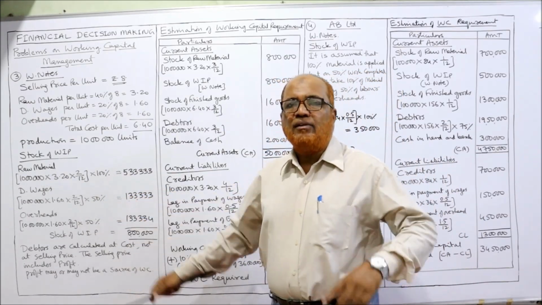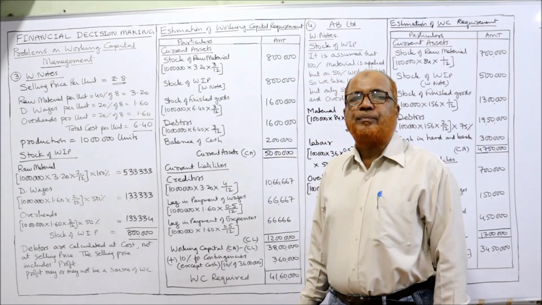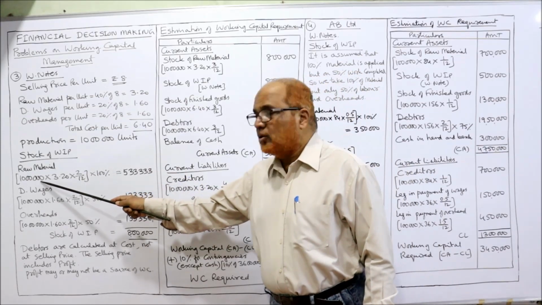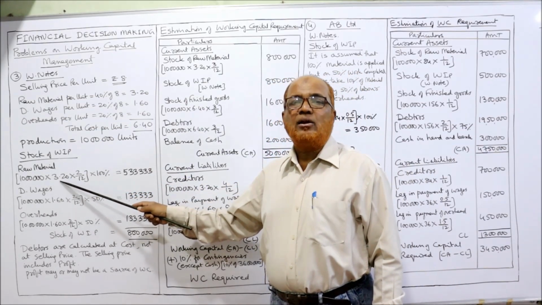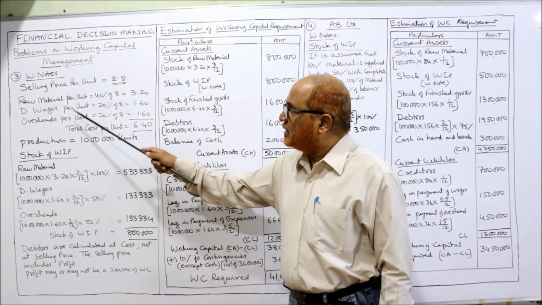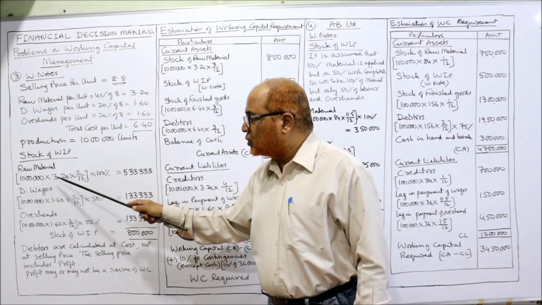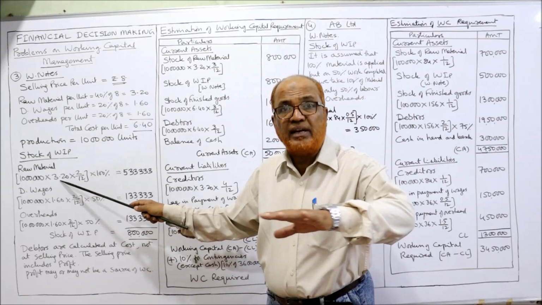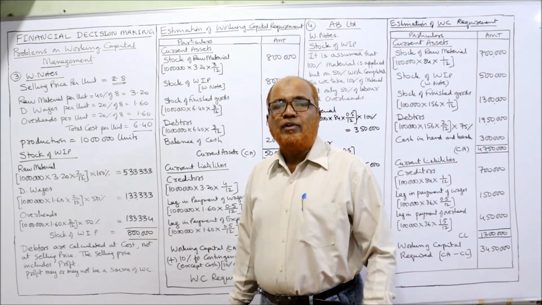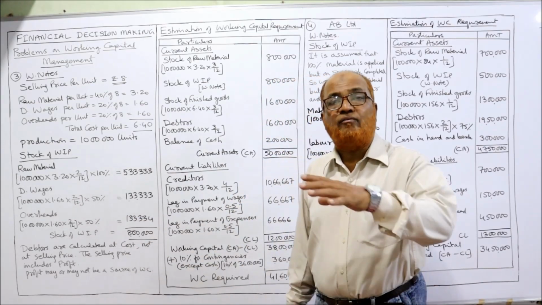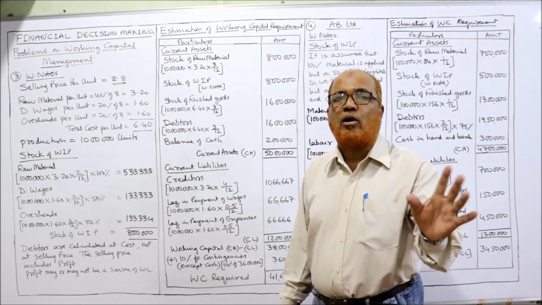Raw material. In 1 year, how many units are we making? 10 lakh units. That is the production. So 10 lakh units into the material cost per unit. Here the material cost per unit is 3 rupees 20 paisa. So 10 lakh into 3.20. This is for 1 year material.